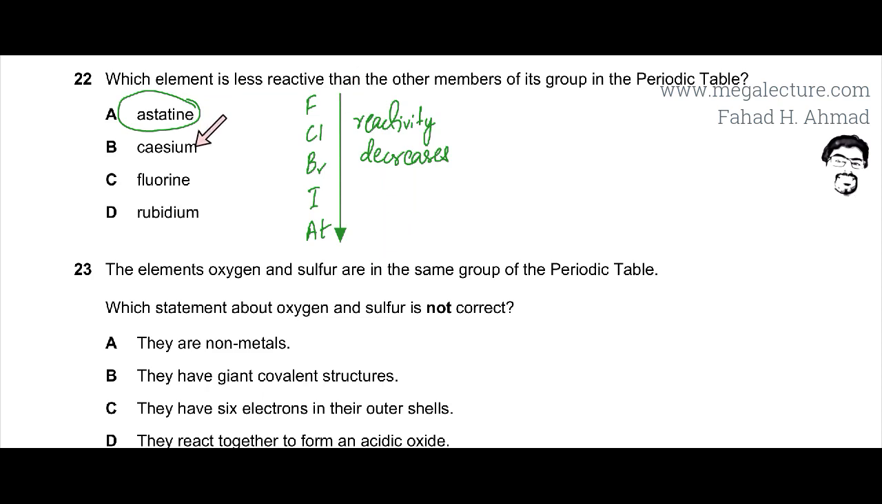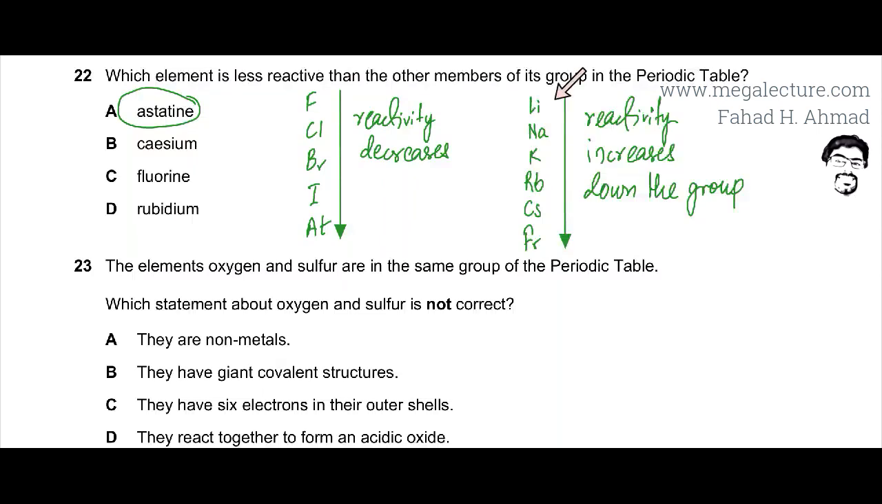Let's also look at cesium and rubidium. Here are the group 1 metals. For metals, because they need to lose electrons, it's actually the bigger atoms that are the more reactive ones, as they easily lose electrons. So reactivity in metals tends to increase down the group. Lower down, the metals become more reactive. So you have rubidium and cesium. The least reactive one would be lithium, which is not given in the options. Cesium and rubidium are somewhere in the middle, so that would not be correct. We were looking for the least reactive of the members, so it's going to be astatine.